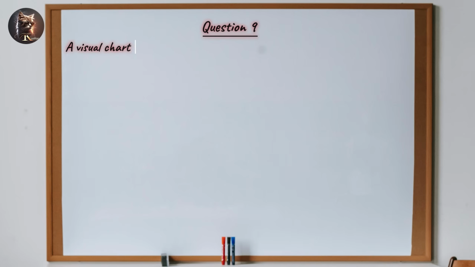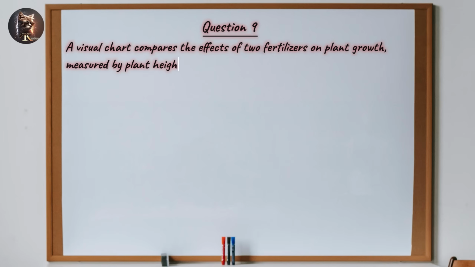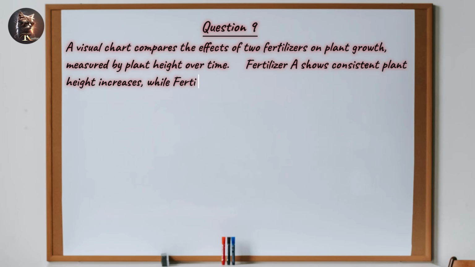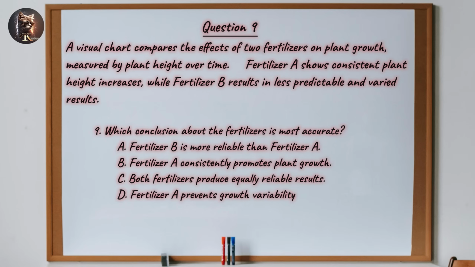A visual chart compares the effects of two fertilizers on plant growth, measured by plant height over time. Fertilizer A shows consistent plant height increases, while fertilizer B results in less predictable and varied results. And here's the question related to this passage. Which conclusion about the fertilizers is most accurate?